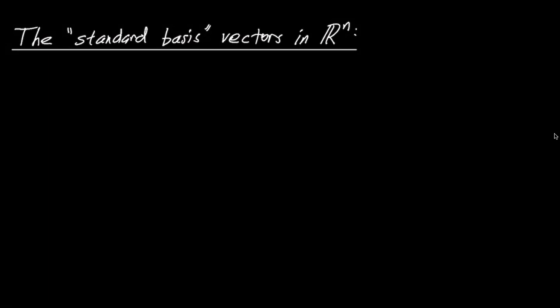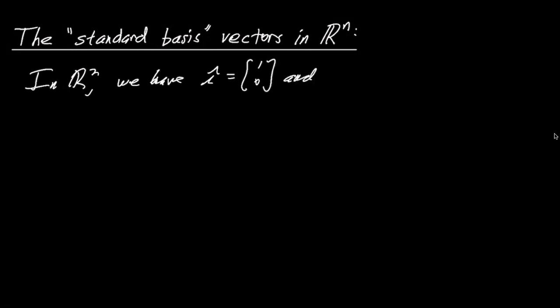So in R2, for example, in the plane, we have these special vectors, which are usually called i and j, or i hat and j hat. That's the vector (1, 0), the unit vector in the x direction, and j hat is (0, 1). If we drew our standard axes, then i hat is right here, and j hat is right there.